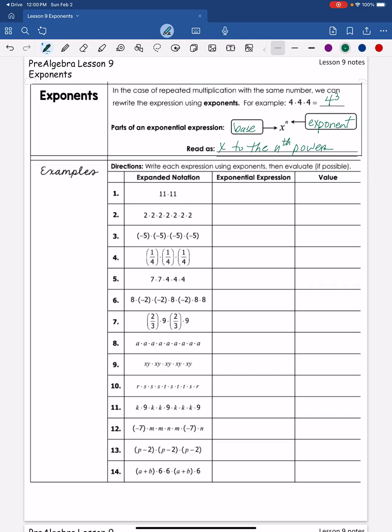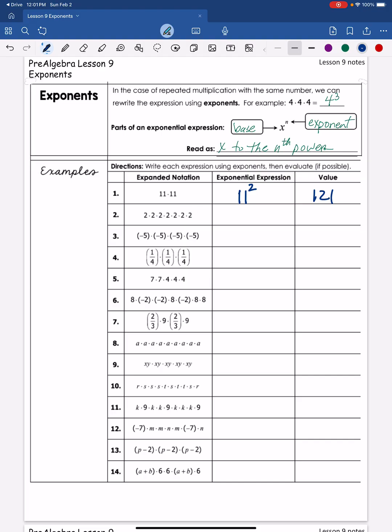So let's go through some examples here. So the first one, expanded, means it's just the repeated multiplication. Expression with the exponent, I'm going to take the base, which is this number that is multiplied, and I'm going to write the exponent as how many times it is a factor. Okay, in other words, how many times am I multiplying 11? The value is going to be 11 times 11, or 121.